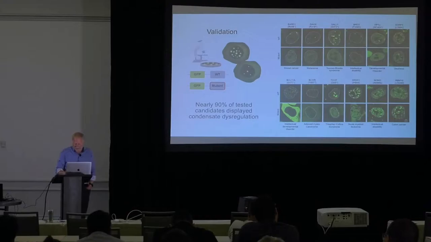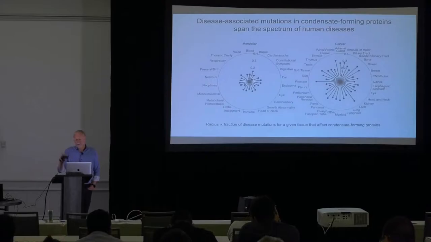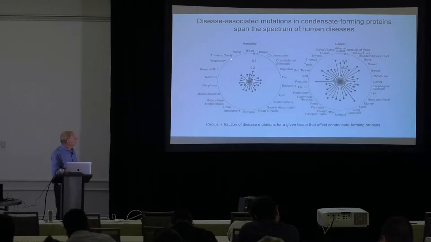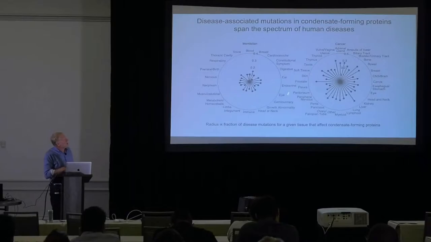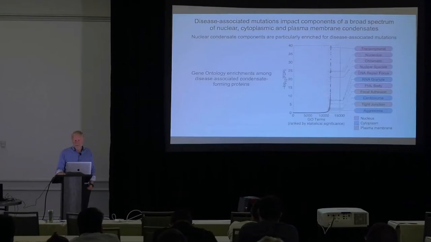Well, what do these postulated dysregulated condensates cover? Well, they span the spectrum of human diseases. They span both Mendelian and cancer, and a broad spectrum of cell and tissue types. And moreover, they involve most condensates that have been described so far in cells. There is an enrichment that's of interest to me of condensates that occur in the nucleus amongst these disease-associated mutations in condensate-forming proteins.